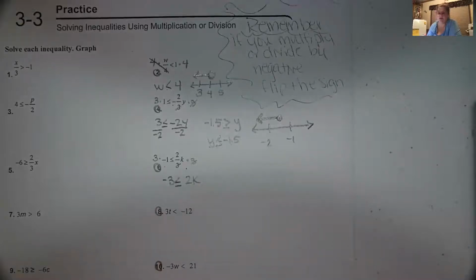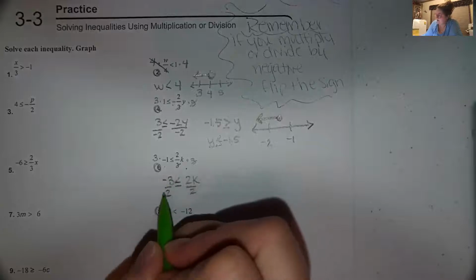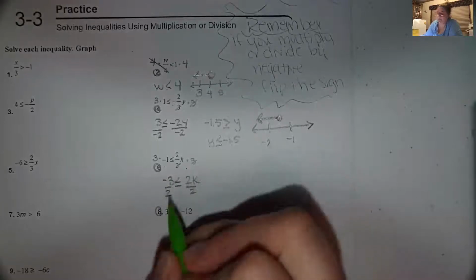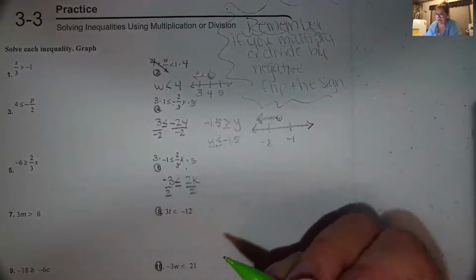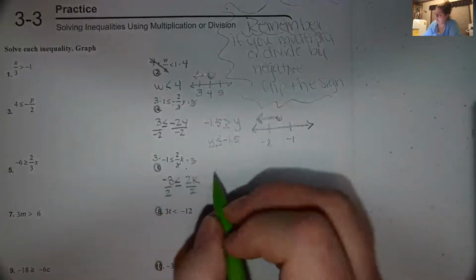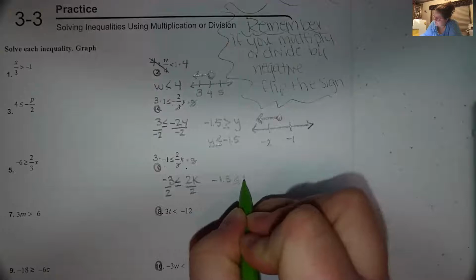Okay, I want to get rid of that 2 in front of the k. I'm going to divide by 2, divide by 2. Negative 3 divided by 2. Remember, I'm dividing by a positive, I'm not flipping my signs. Okay, negative 3 divided by 2 is negative 1.5 less than or equal to k.